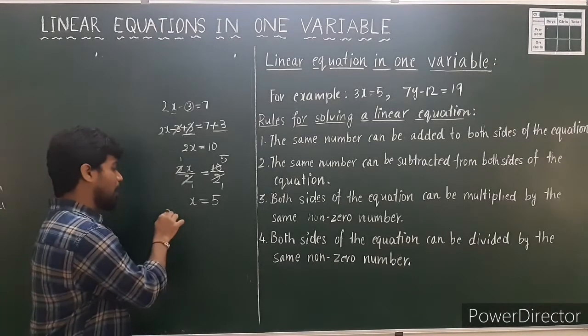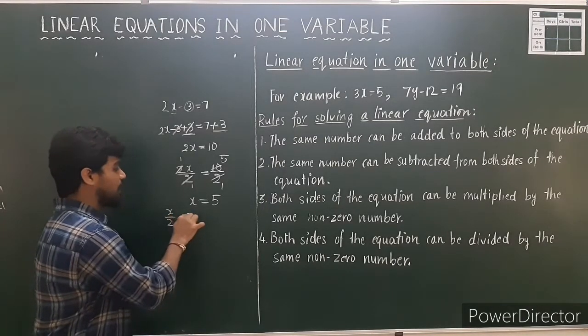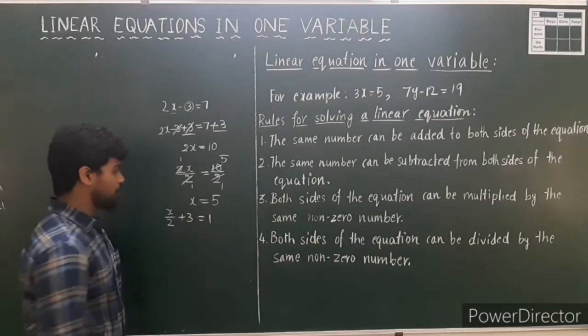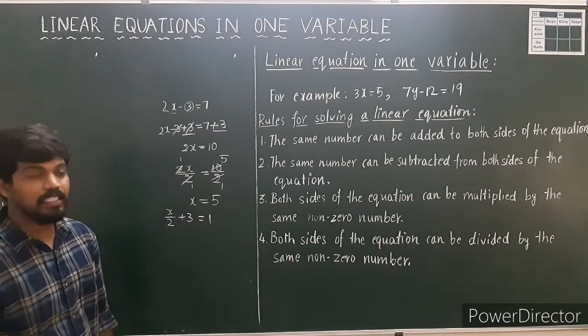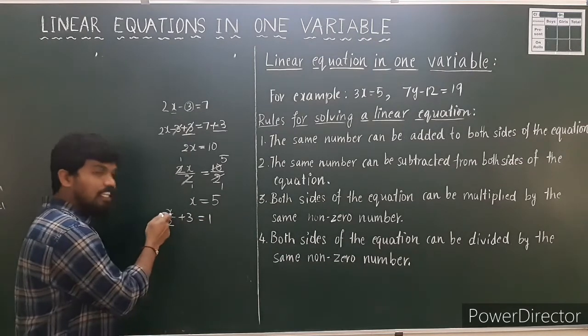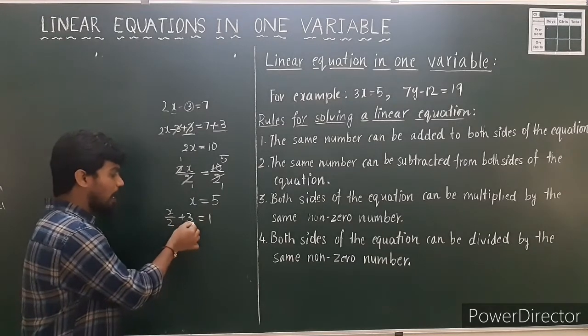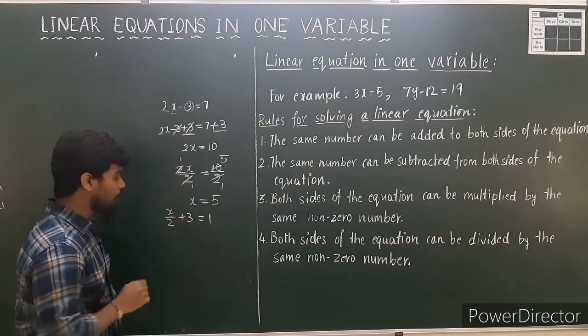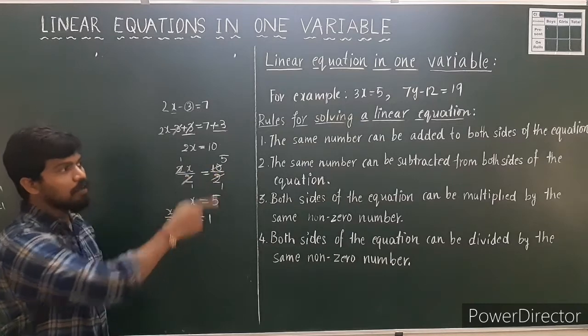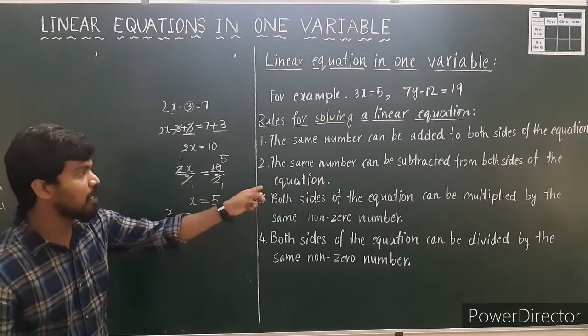Take one more example: x by 2 plus 3 equals 1. We have to find the value of x. We have to eliminate the plus 3 first, so the same number can be subtracted from both sides of the equation.